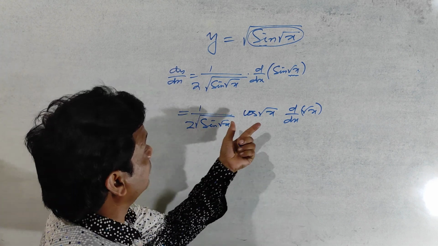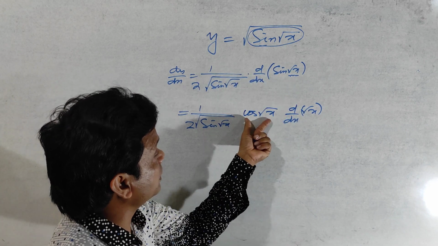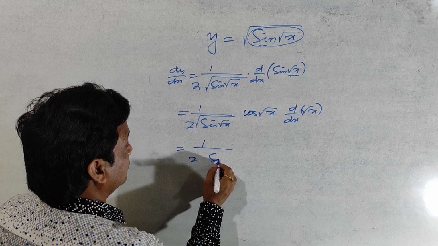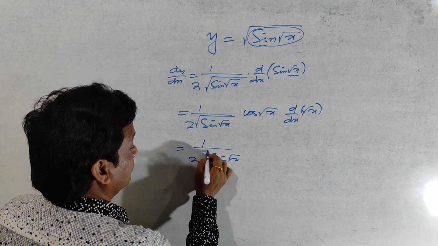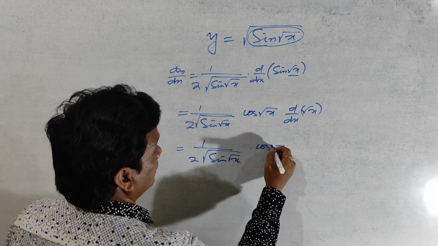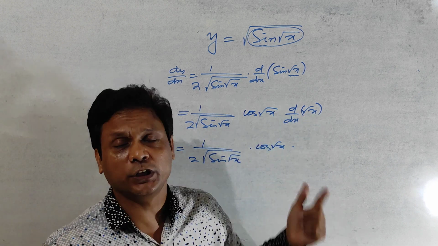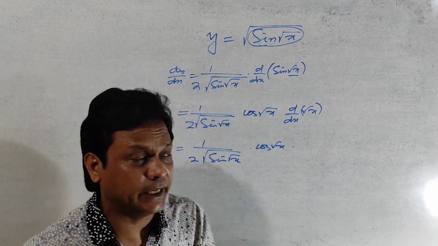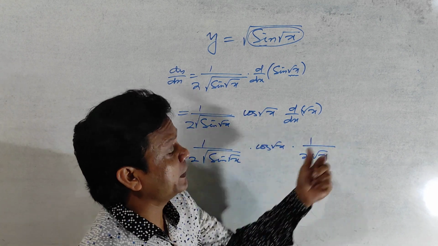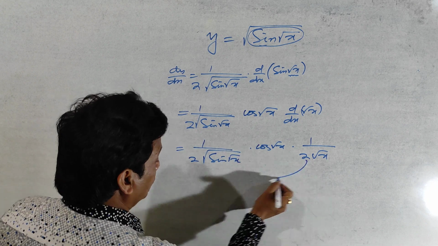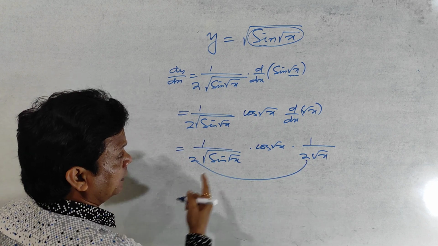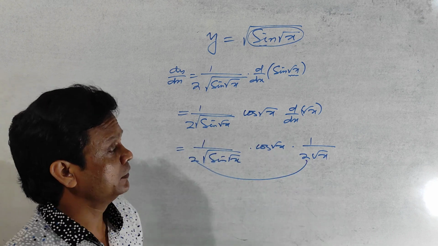So here, sin u, it is cos u into the derivative of u. 1 by 2 root over of sin root x into cos root x. And this is in the form of root u, it is 1 by 2 root u into du by dx. 1 by 2 root x into dx by dx, it is 1. So 2 into 2 it is 4. And root x will be written here, and then it is completed.